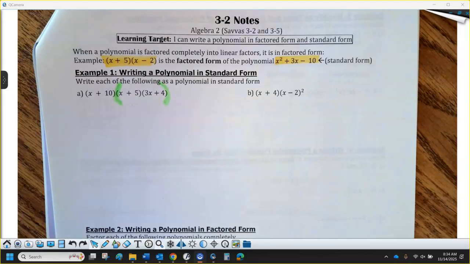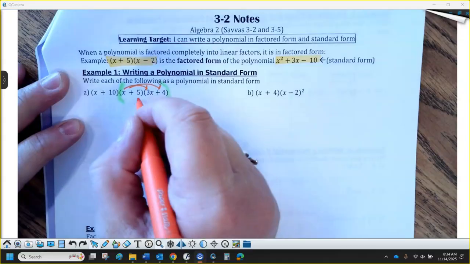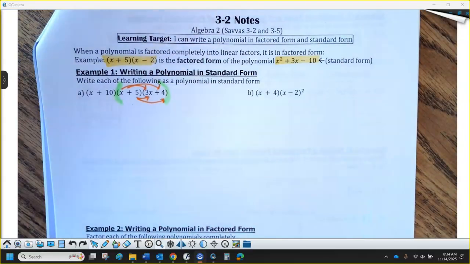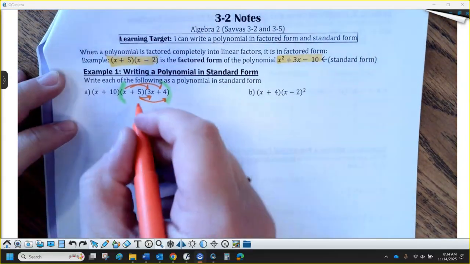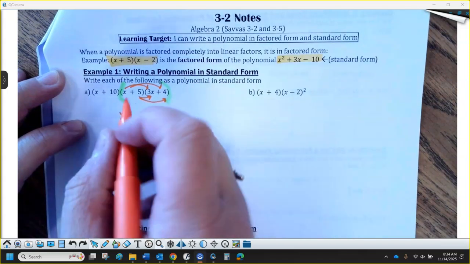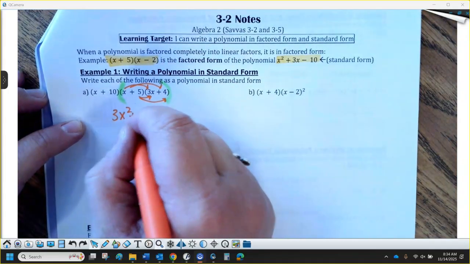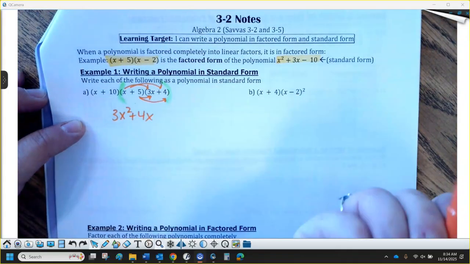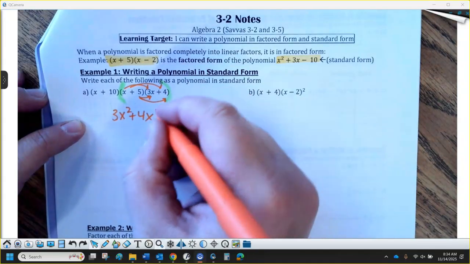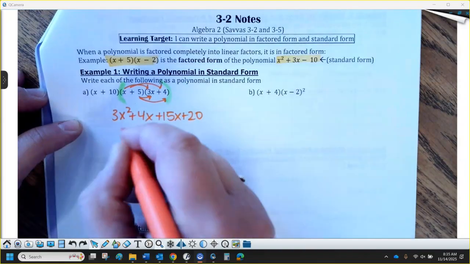So box or FOIL, whichever one you like better. I think of it as a double distributive property. If you want to draw a box, just draw a little 2 by 2. So I'm going to get, let's see, no, I just lied to you, 3x squared. X times 3x is 3x squared. X times 4 gives me 4x. And then I'm going to do 5 times both of those terms in that last set of parentheses. So I'm going to get 15x plus 20.